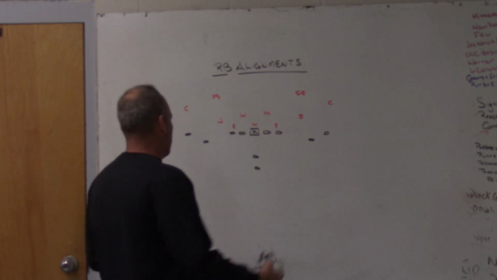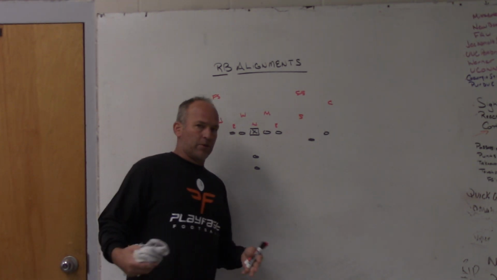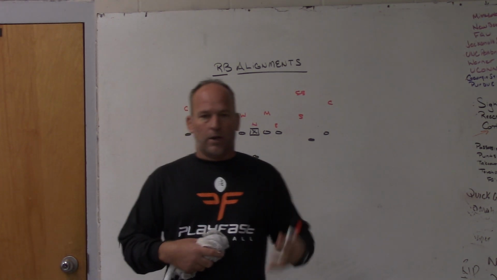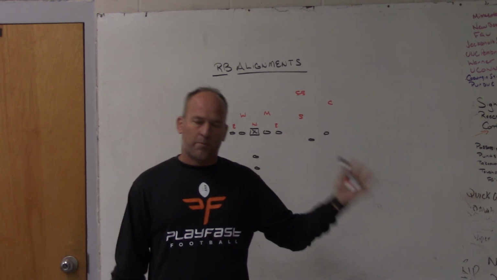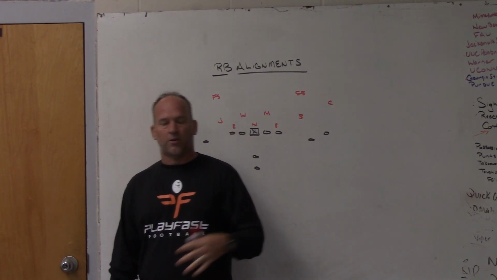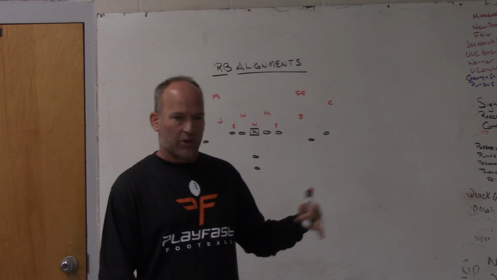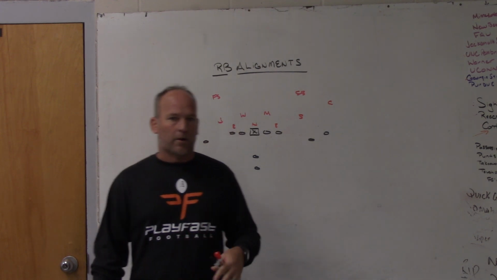All right. So in talking about running back alignments, the first thing I'm going to talk about is pistol, and we've gone back and forth. We've been a pistol team in the past. This past season, past 2 seasons, we were sidecar offset. So I'm going to talk about pistol stuff first.